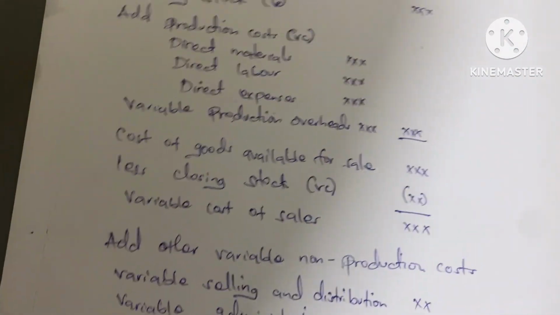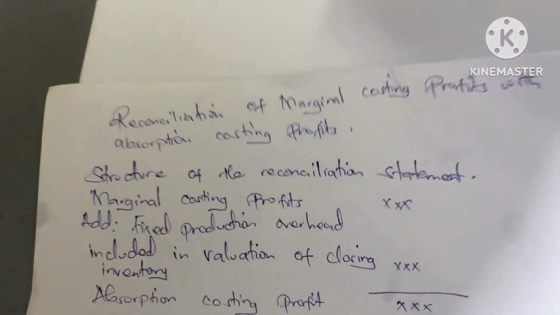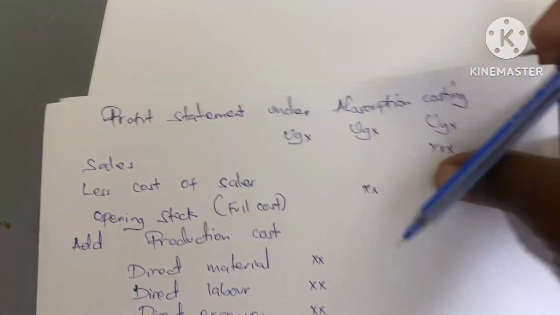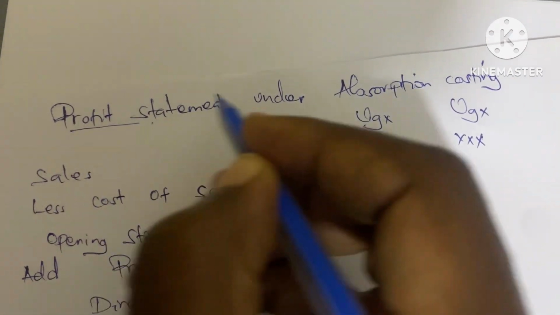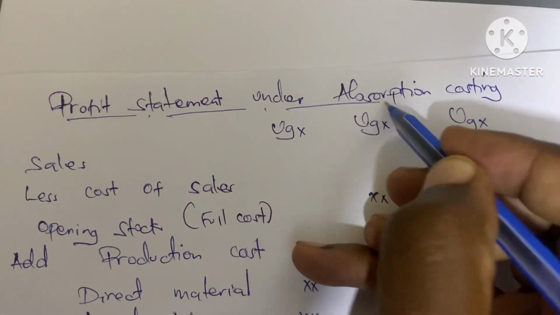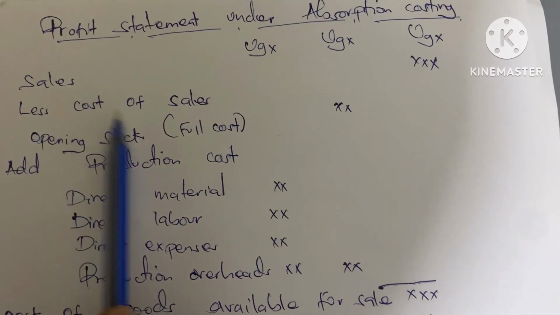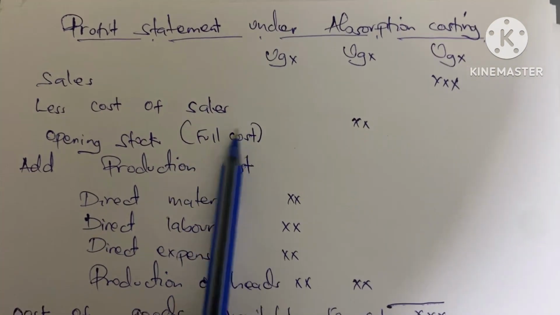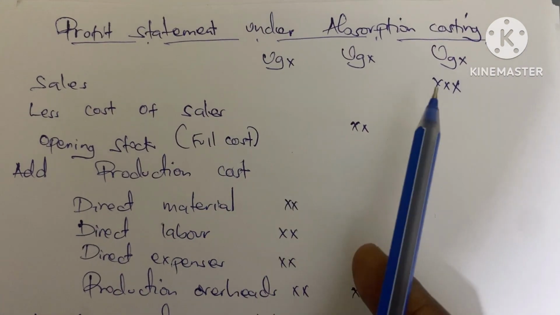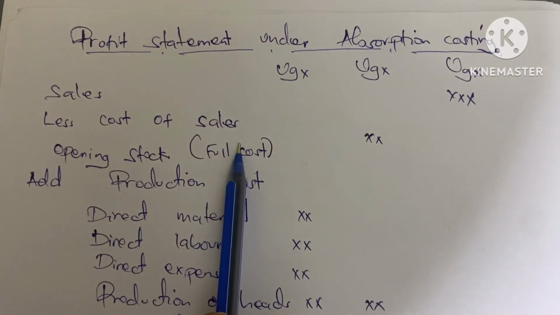Then let's look at the one for the absorption technique. So for the absorption technique or absorption costing, this is what we have. Sales, the value, then we less cost of sales. We start with opening stock, but at this time we use full cost, meaning we add both fixed cost and the variable cost. So we use the full cost, all of it.